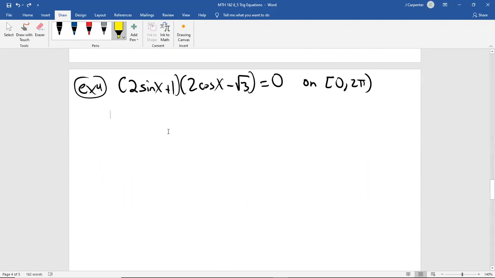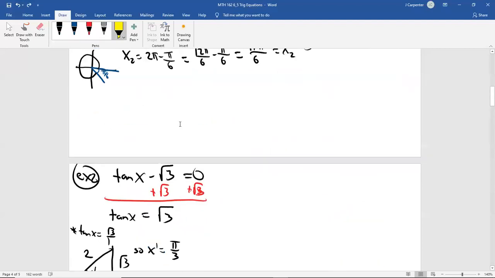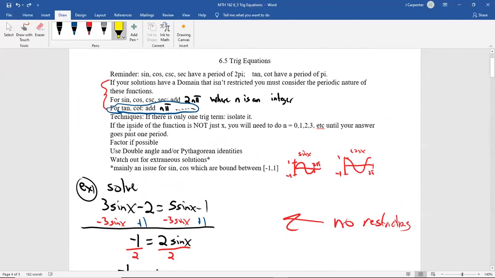So one of the instructions, let's go back to the instructions for just a minute, said to factor if possible. We have gone through the, if there's only one trig term isolated, we might have to do a substitution and the n equals 0, 1, 2, 3 stuff. We've done all that. The next one is factor if possible, because there might be like a sine squared somewhere, or there might be just a GCF potentially. That's what I'm starting to get into.